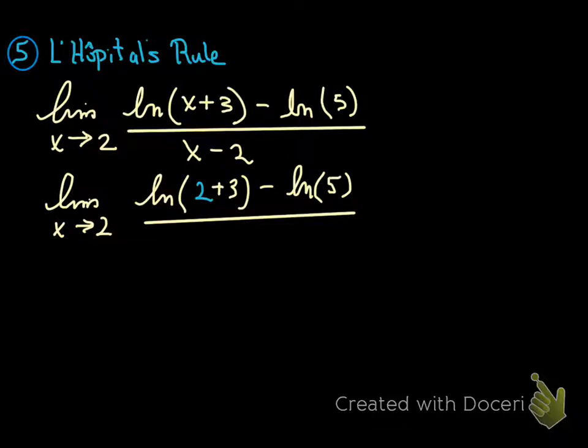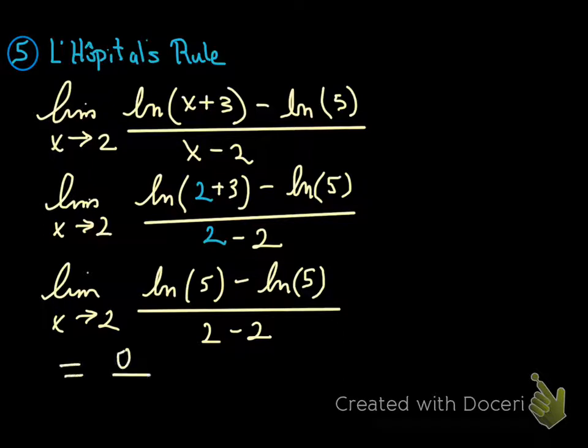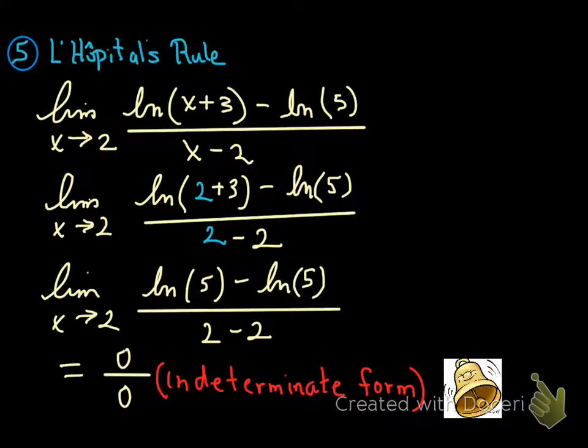0 over 0, infinity over infinity, negative infinity over negative infinity are the most common ones you'll see on the AP exam. But anyway, as we progress here and plug a 2 in wherever we see an x, I hope it's plainly obvious to you that we're getting natural log 5 minus natural log 5 on top, which gives us 0, and a 2 minus 2 on the bottom, which gives us 0. We get 0 over 0, which is an indeterminate form. And this has bells going off in my head immediately. When I get an indeterminate form, I'm thinking L'Hopital's rule.